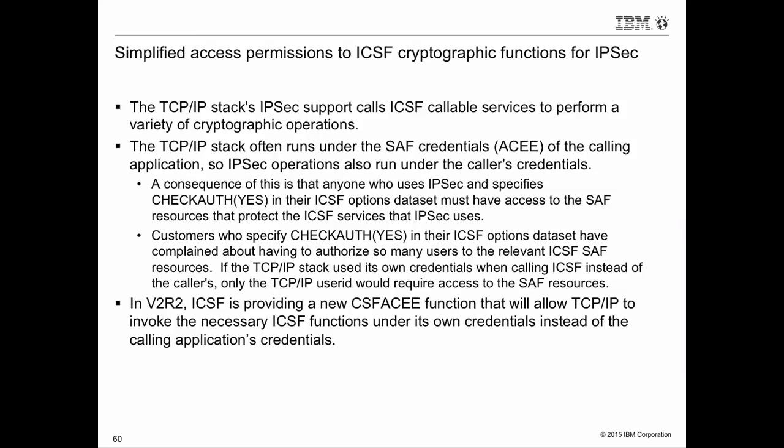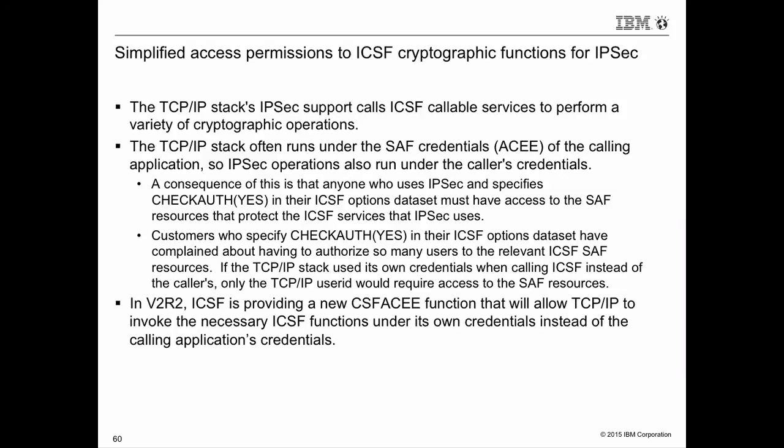The issue is that the user ID in question here typically is not the TCPIP stack's user ID, but the application that is actually sending and receiving the IPsec protected data. So what this means is if you have a lot of applications using IPsec tunnels, you had to permit a lot of user IDs to this list of ICSF related resources. So that's not necessarily complicated, but it's a long list of RACF authorizations that you had to go through.